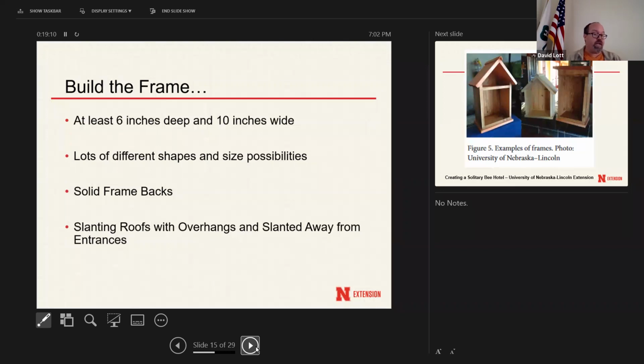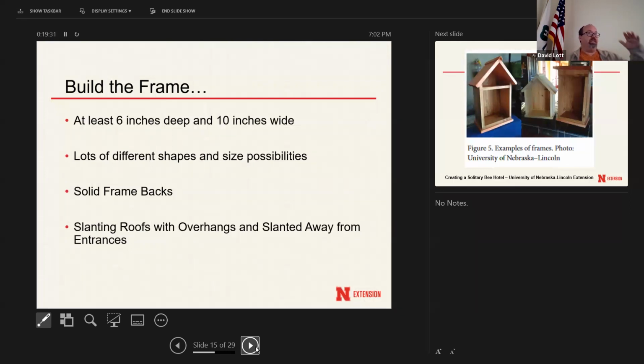And there's lots of different shapes and sizes that are possible, whether you make them or you buy one from someone else. They need to have the solid frame back, so the only entrance is coming in and out, where the beneficial insect is laying the larva in there and then closing that off.